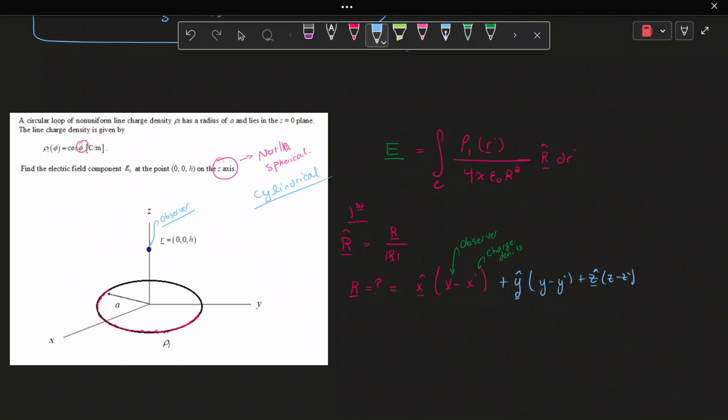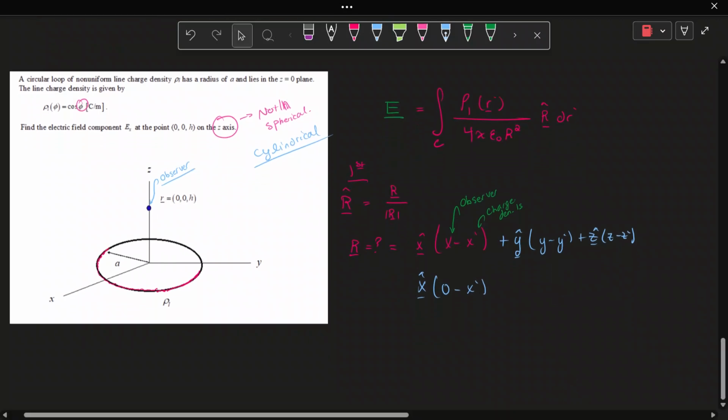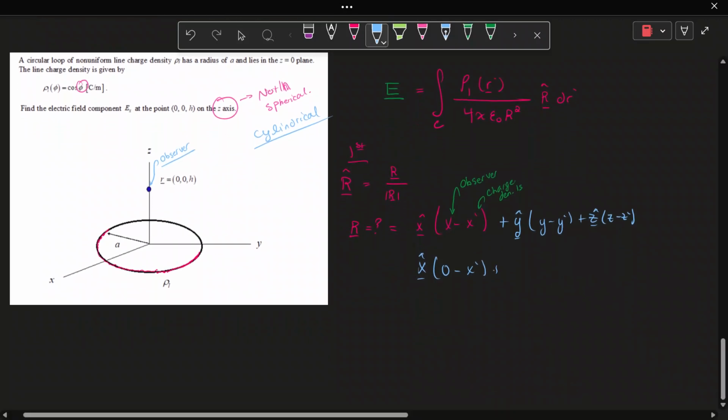And now we're going to fill this in. Well, where is the observer? What x value have they given us for the observer? Well, that's 0. So we're going to do x hat, 0 minus. Now, does the charge density have an x component? Does it vary with x? Yes, it does. It's a circle, and it's on the xy plane. So we're going to put x prime because x is going to change depending on where we are in space.